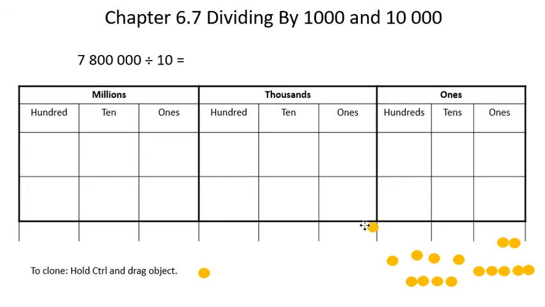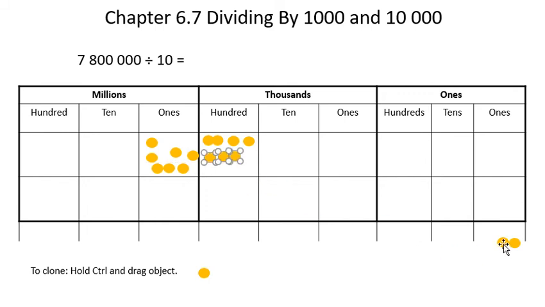We're going to take our 7 million. So that's 7 million right there. And now we need 800,000. So we're going to put 8 of these yellow circles into the 100,000, and that will represent 800,000. 1, 2, 3, 4, 5, 6, 7, and 8. So using this, I'm representing my 7,800,000 on here.